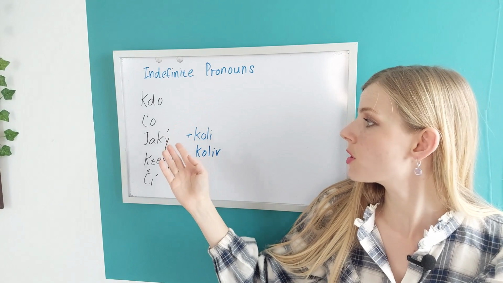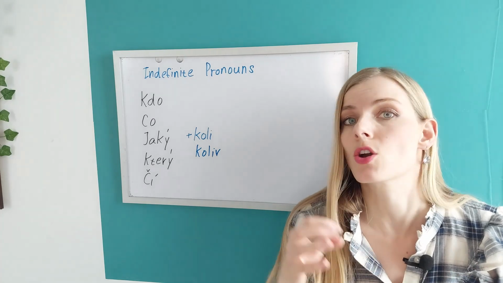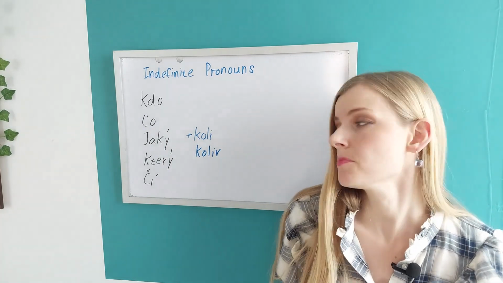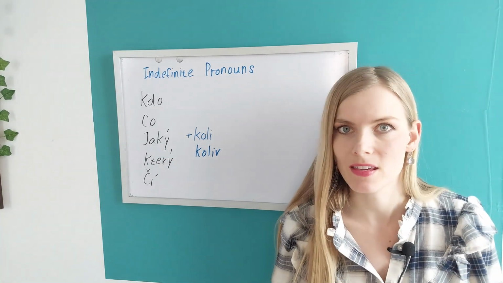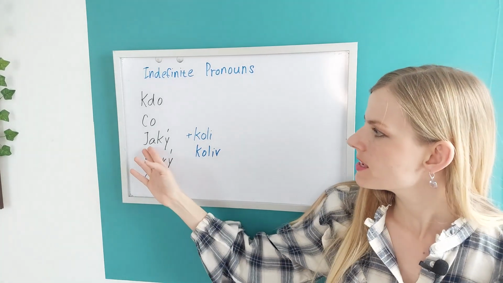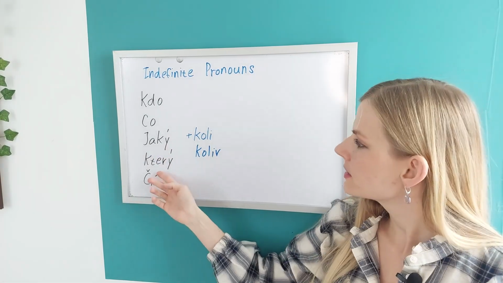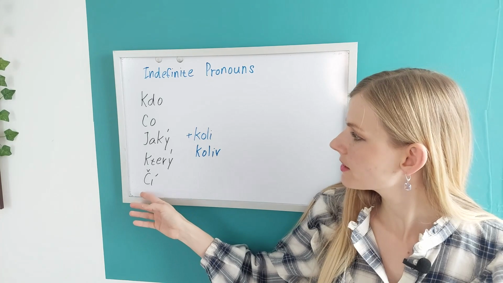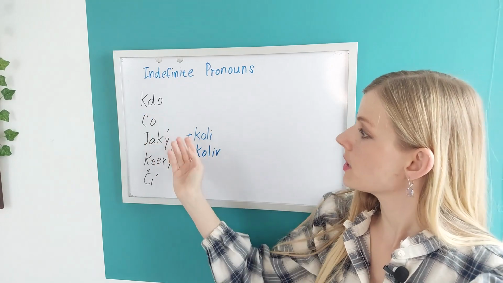Don't mix them. So to make these indefinite pronouns, we only need to know these pronouns, and then we add the ending koli or koliv. Like we said, kdokoli is whoever, anybody. Then co plus koli is cokoli, anything, whatever. Jakýkoli, jakýkoliv, whatever, whichever. Kterýkoli, whichever from the selection that we have. And číkoli, anybody's.